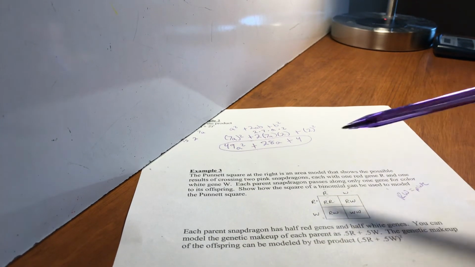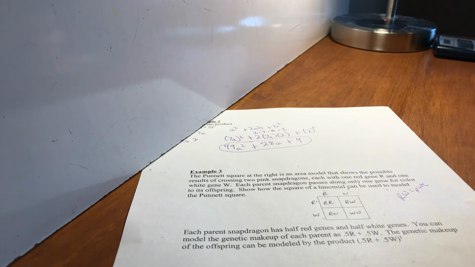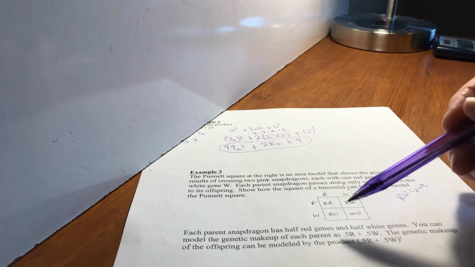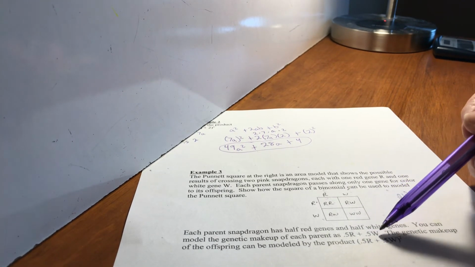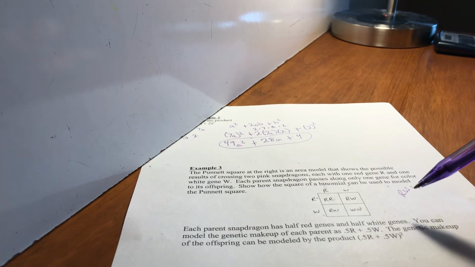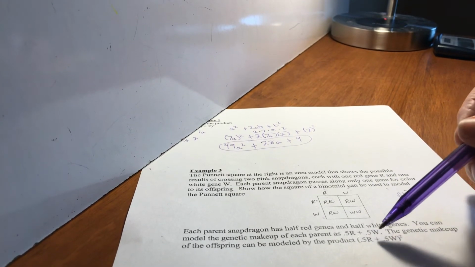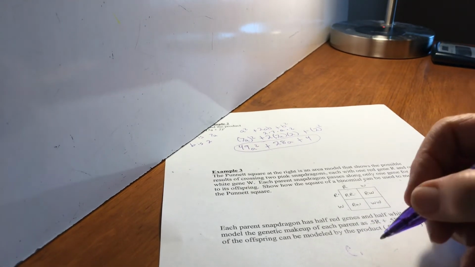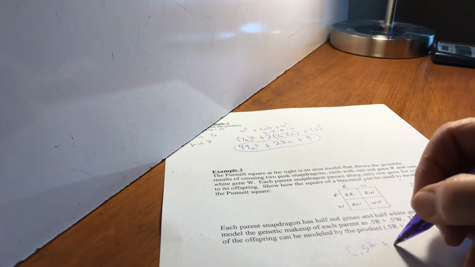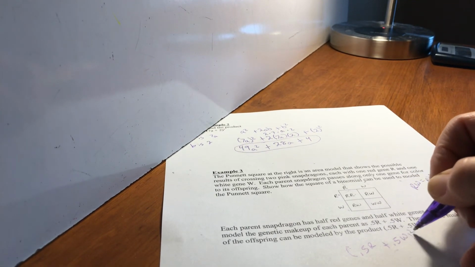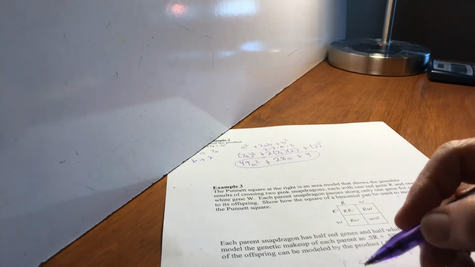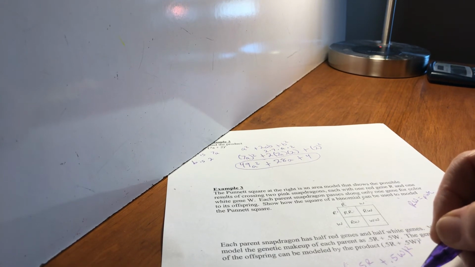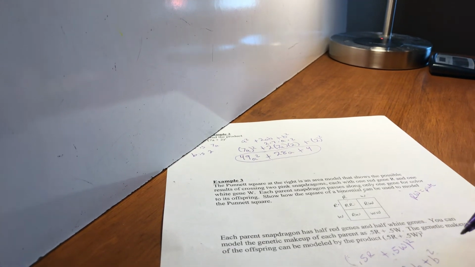So it says each parent snapdragon has half red genes and half white genes. You can model the genetic makeup of each parent as, like, this means like 50%, right? 0.5, so half red and half white. The genetic makeup of the offspring can be modeled by the product (0.5R plus 0.5W) squared. So we are literally going to do 0.5 red plus 0.5 white, squared, which is the square of a binomial, meaning a squared plus, I put the plus sign there because this is addition, 2ab plus b squared.